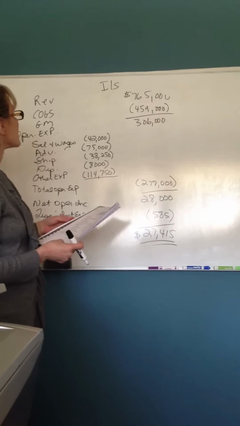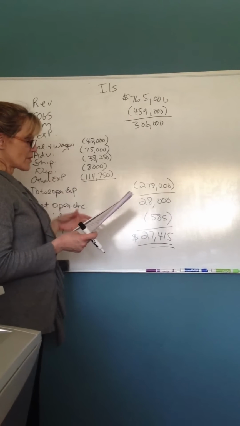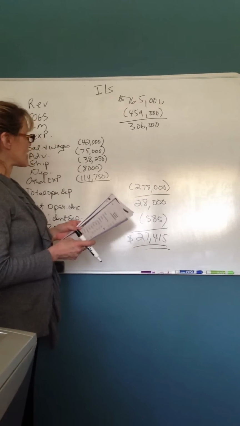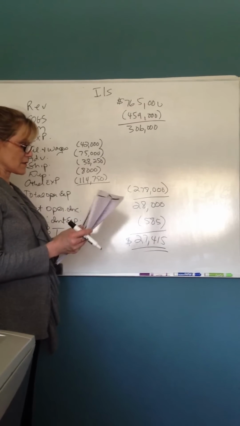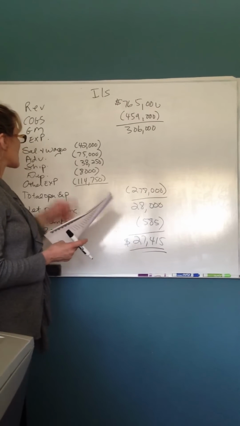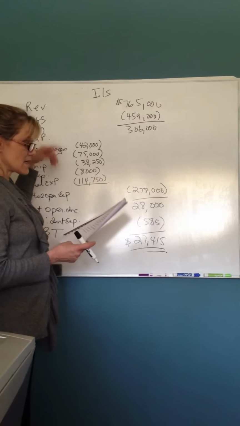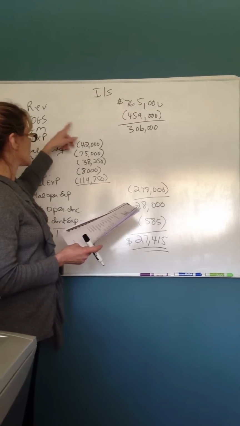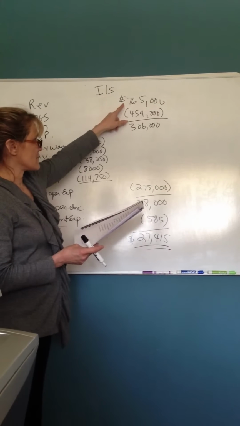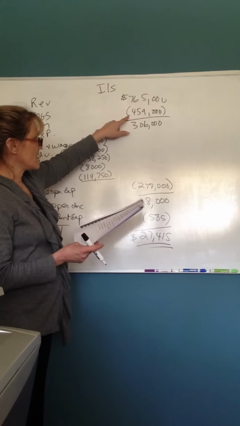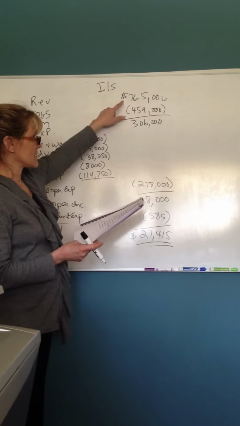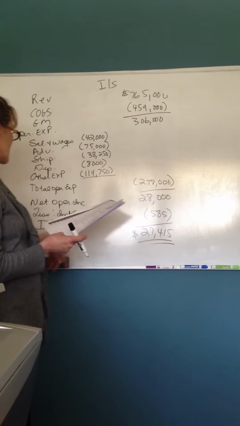Okay, now we're on the income statement. Our sales revenues are $765,000. We got that from the total sales back on page 1. Cost of goods sold, or cost of sales, is 60% of revenues, so 60% of 765 is 459. We subtract the 459 from the 765 to get 306.